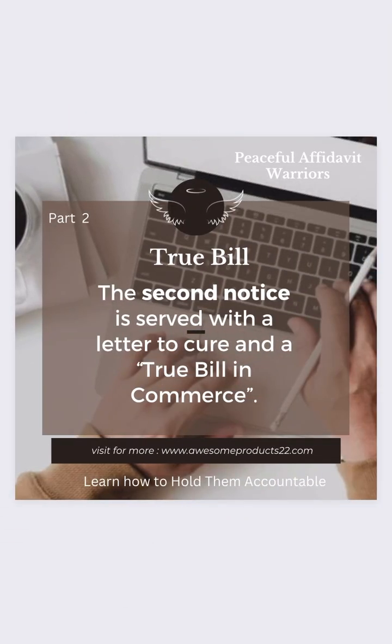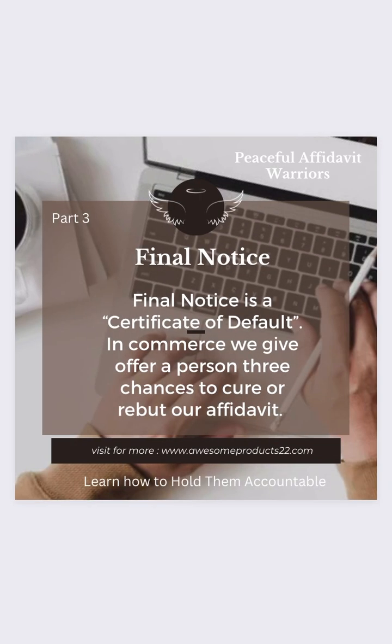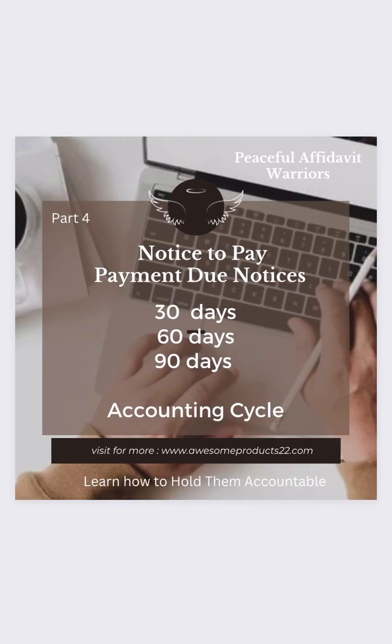So that's part one. Part two is you're going to send them, you give them 21 days. If they haven't responded, you send them the second notice and a true bill in commerce, because they violated you, they need to pay up damages. That's how it works in the legal system. And if you wait after a while, if they still haven't done it, then they're in default. There's a final notice, they're in default, and that's the private administrative process, which is done all the time. Companies do it to people when they don't pay. That's just the way it is.